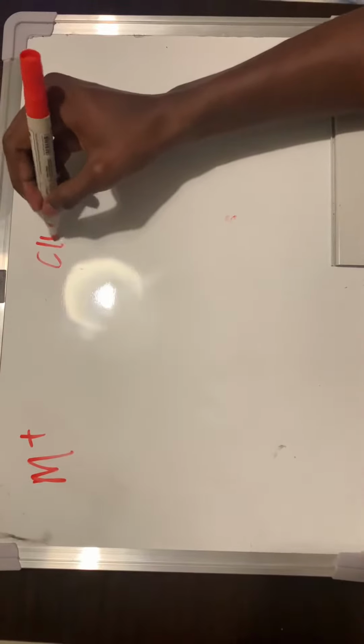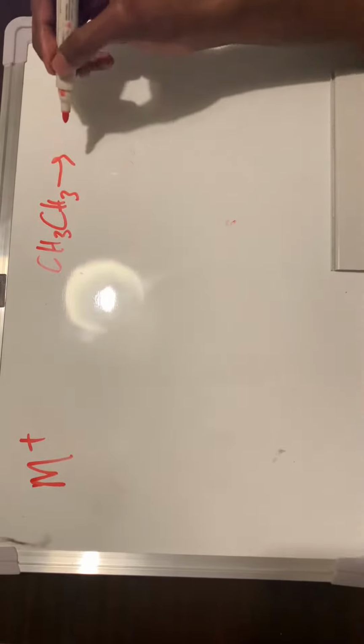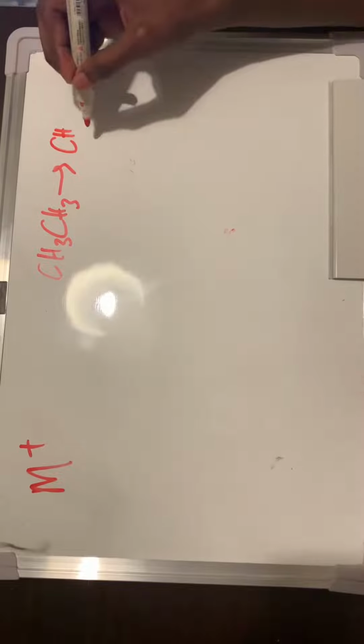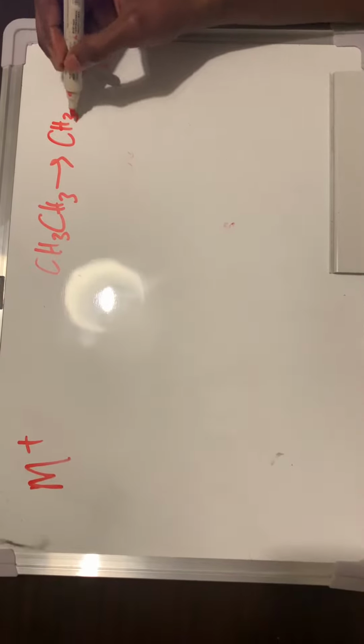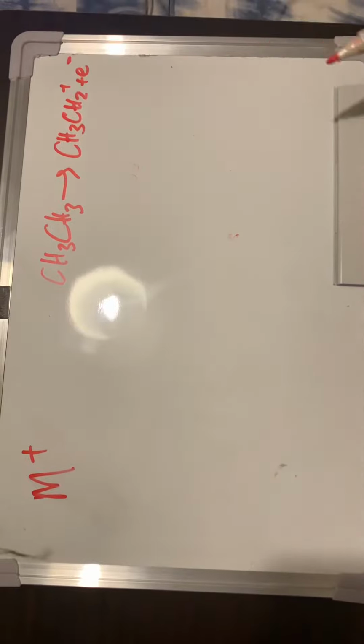And the molecule that will be turned into this, for example, could be ethane. So it being turned into a molecular ion would form CH3CH2 plus e-.